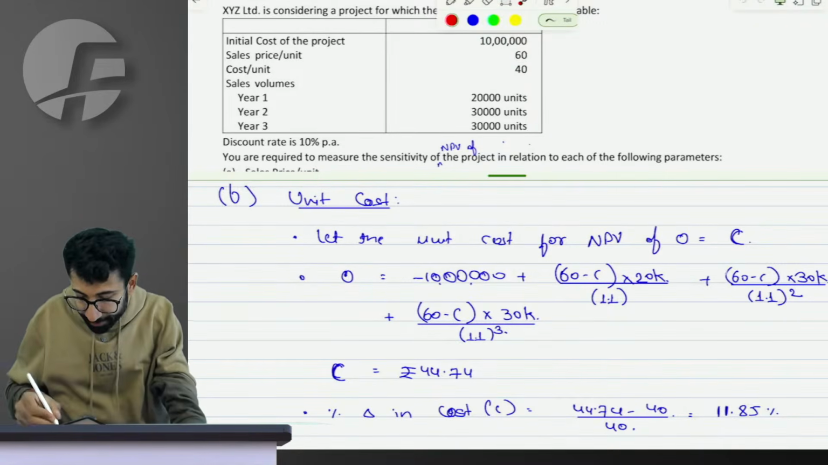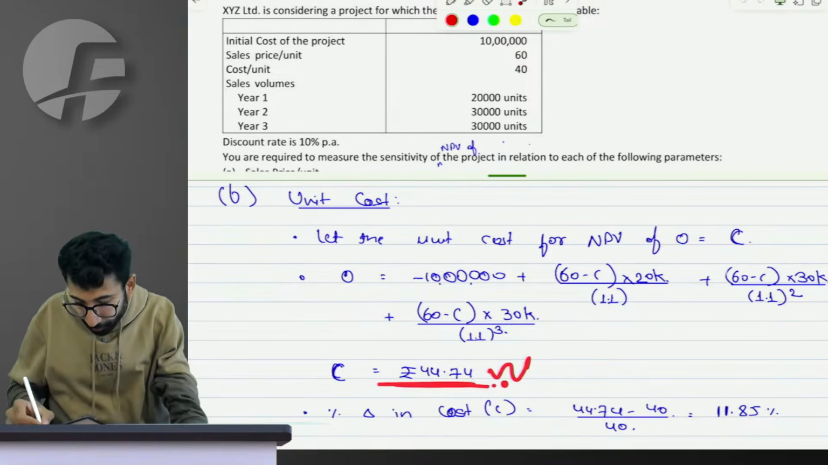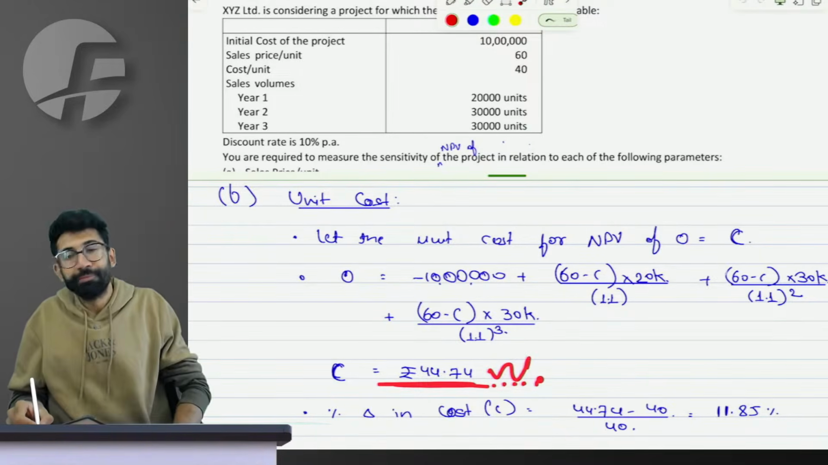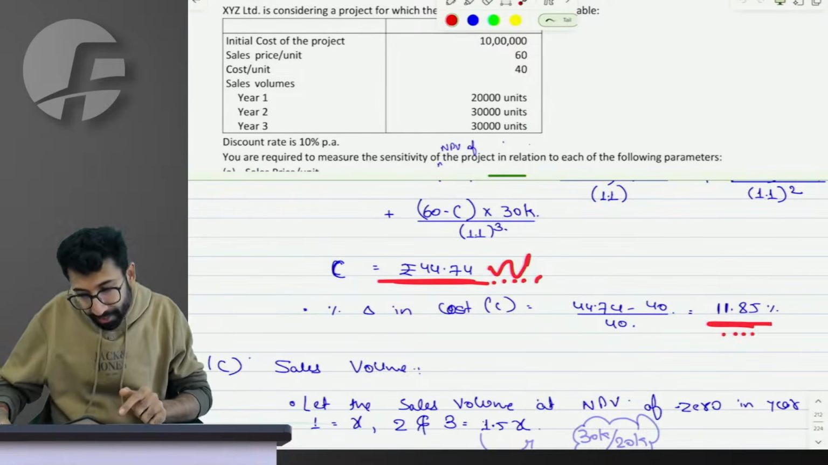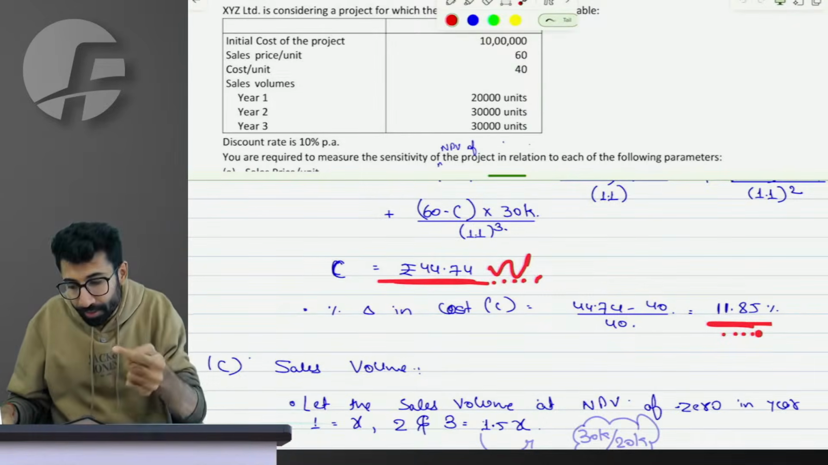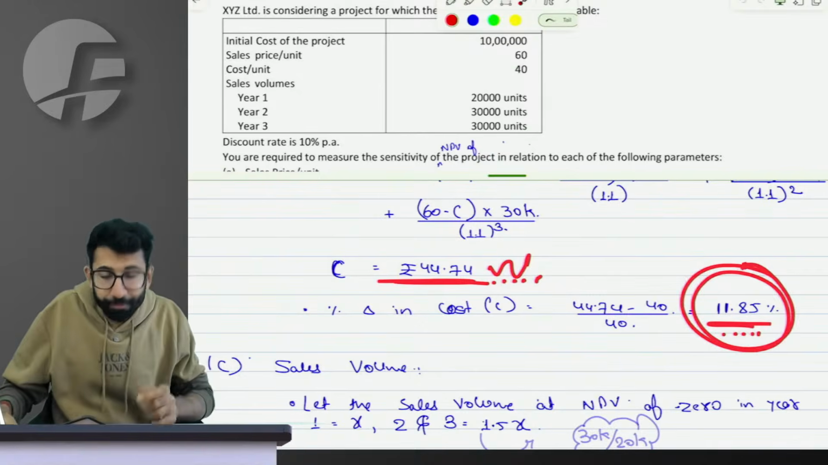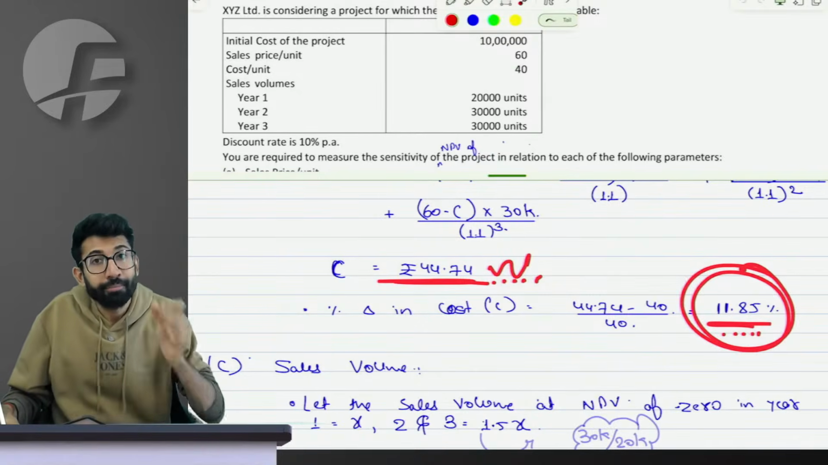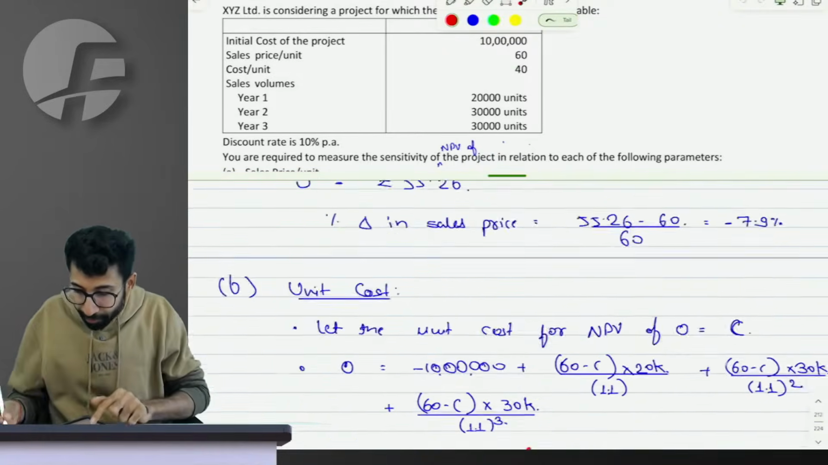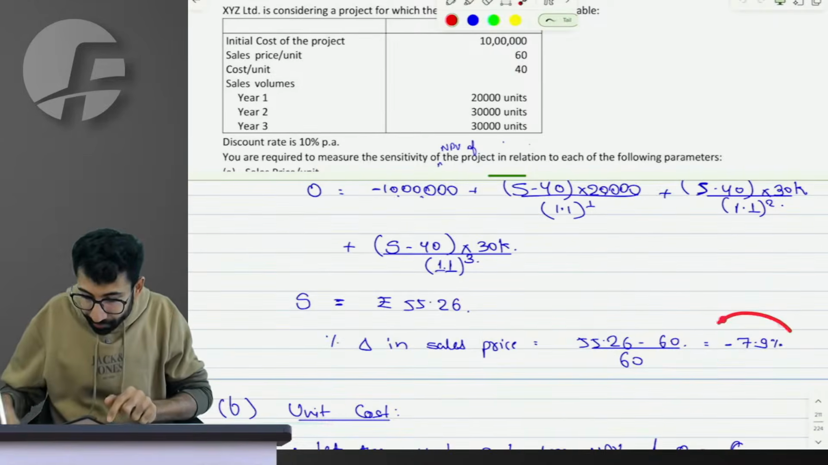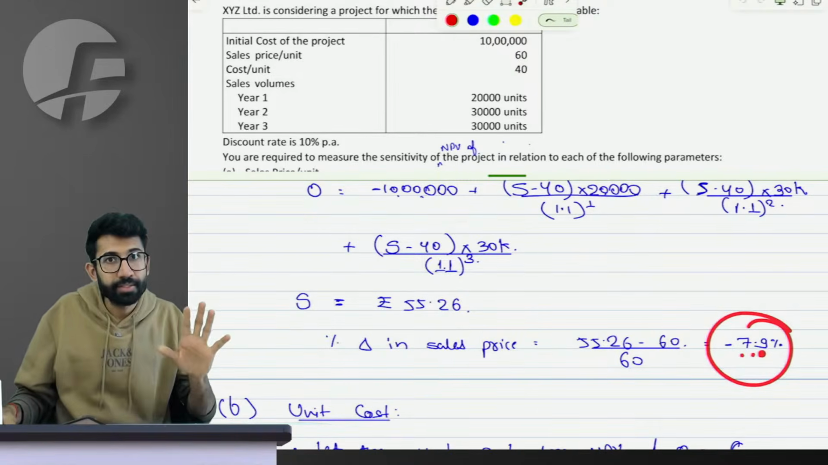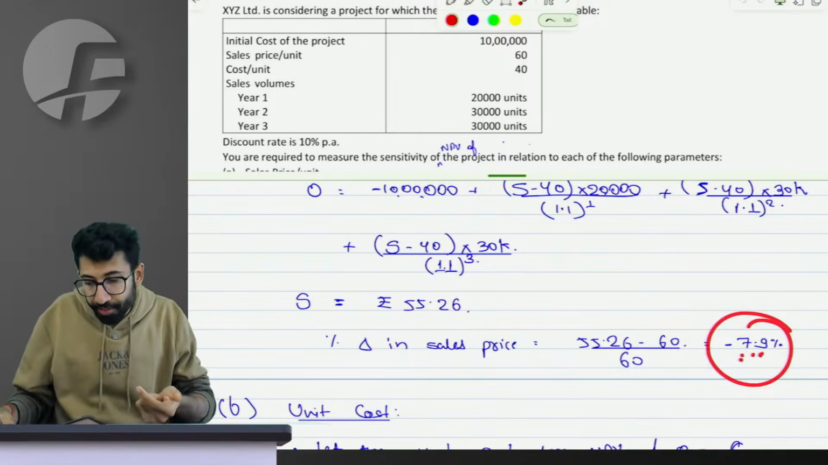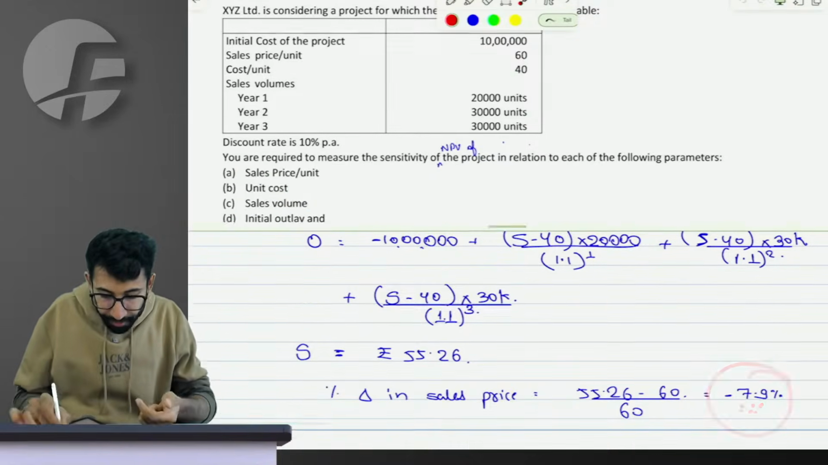So what happens? The cost when you back calculate is 44.74. Can I say the percentage change in the cost is 11.85%, meaning to say an 11.85% increase in the cost will make my NPV 0, whereas a 7.9% change in sales will make NPV 0. So what are we more sensitive to? We are more sensitive to sales.